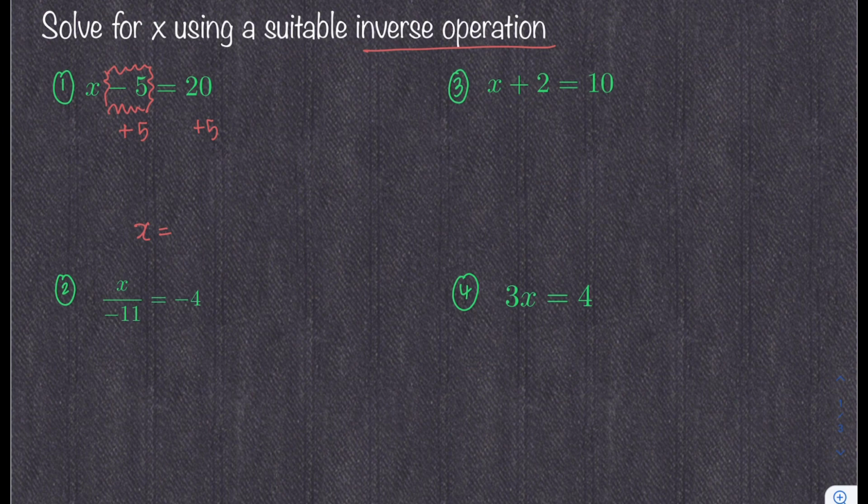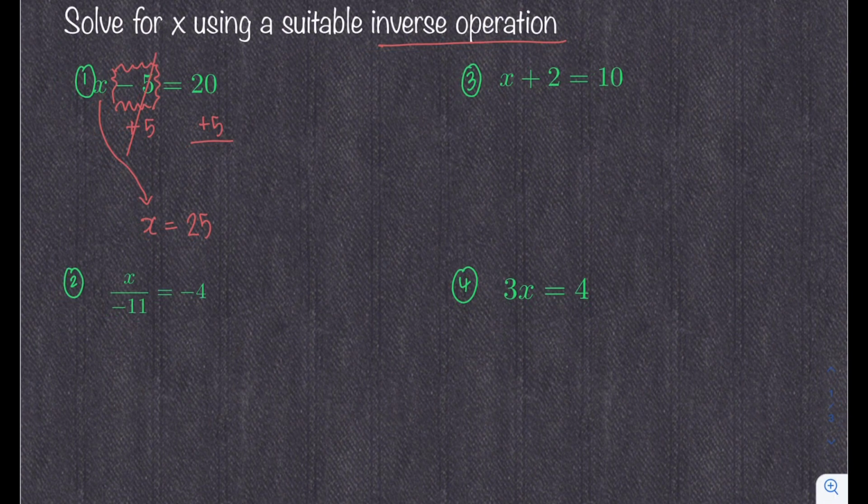On the left-hand side, the negative 5 and the plus 5 will equal 0, so you can cancel it out. And you'll be left with just the x on the left-hand side. On the right-hand side, you have 20 plus 5. So x is equal to 25.